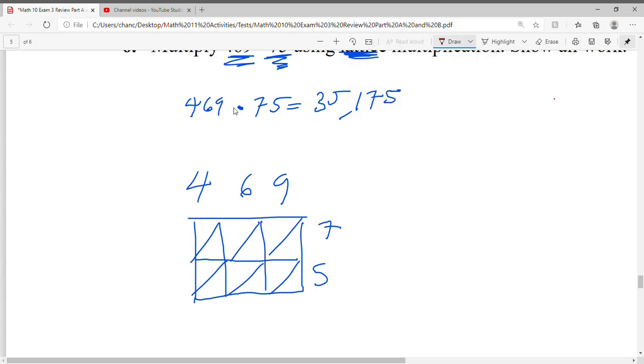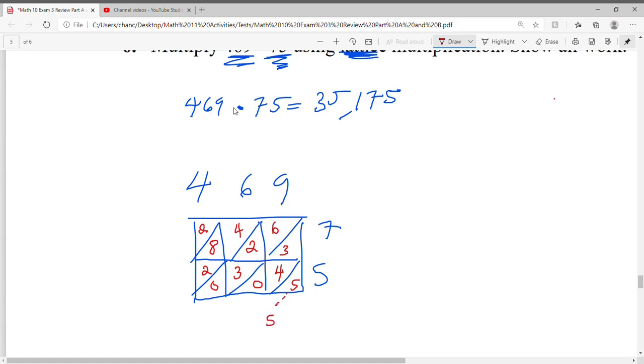And now we can multiply. 4 times 7 is 28. 6 times 7 is 42. 9 times 7 is 63. 4 times 5 is 20. 6 times 5, that's 30. 9 times 5, that's 45. We'll have to add our diagonals.